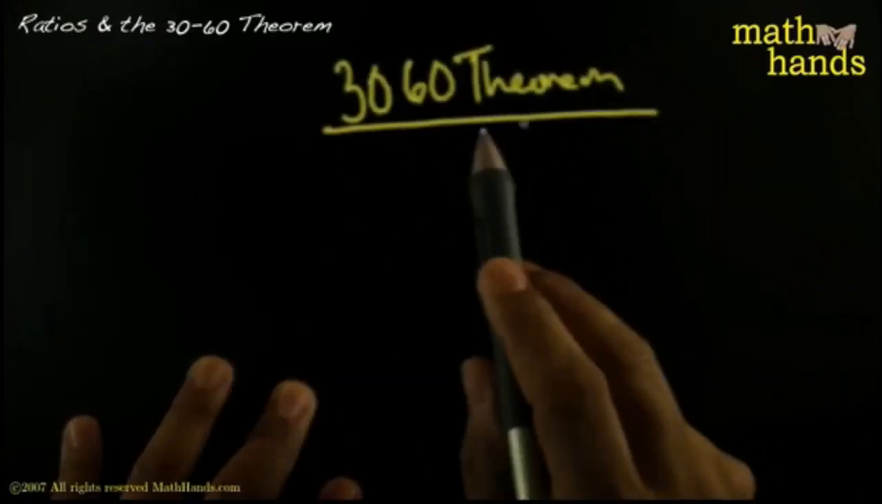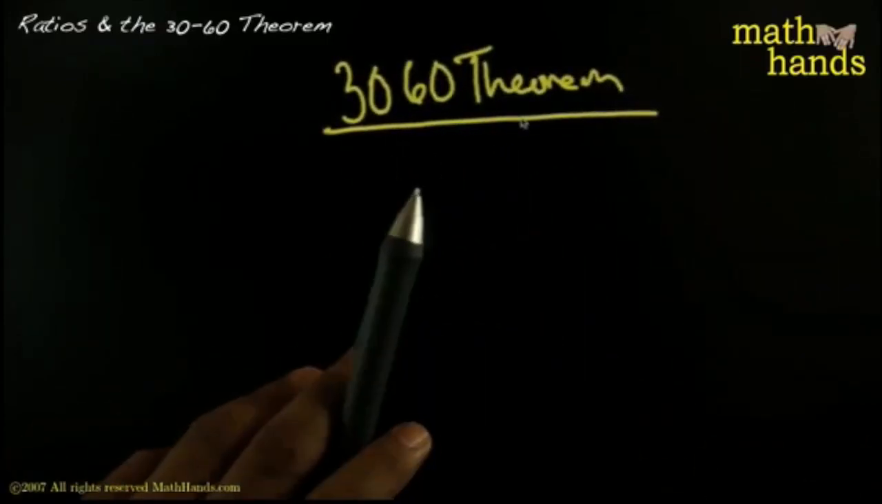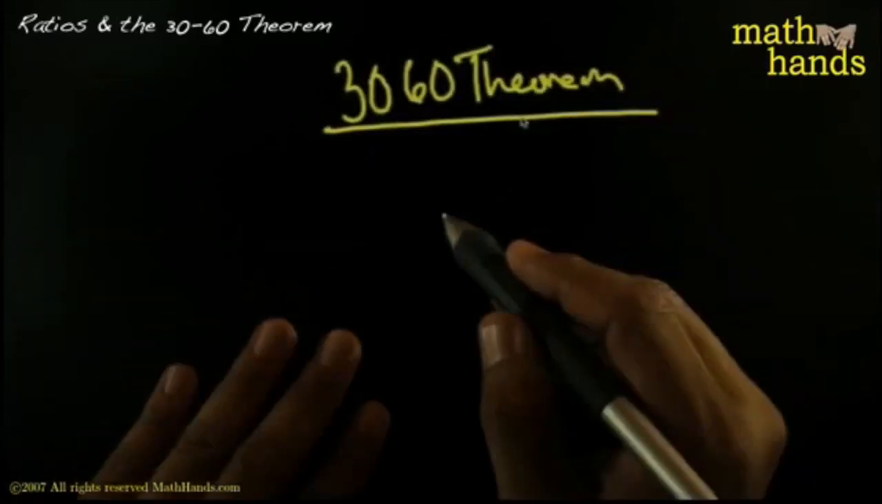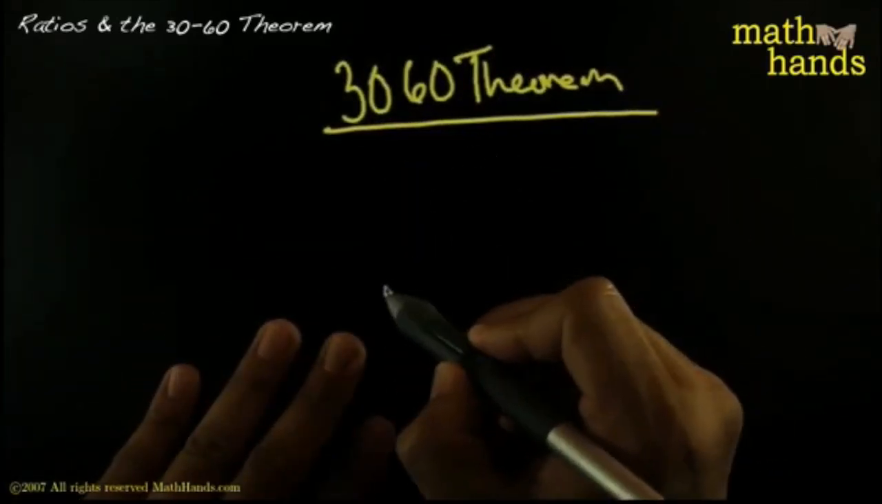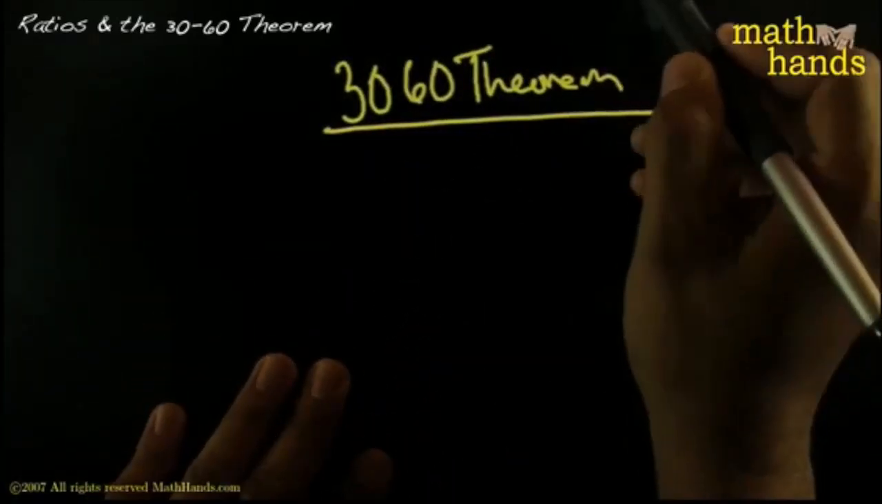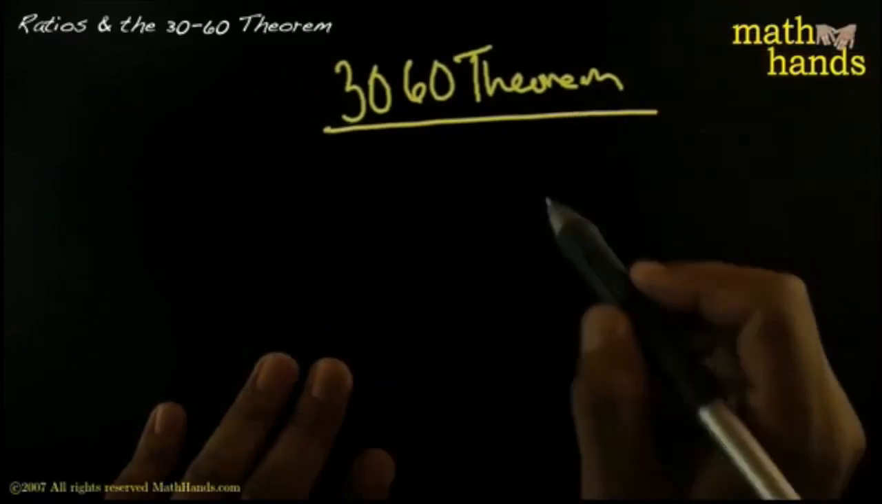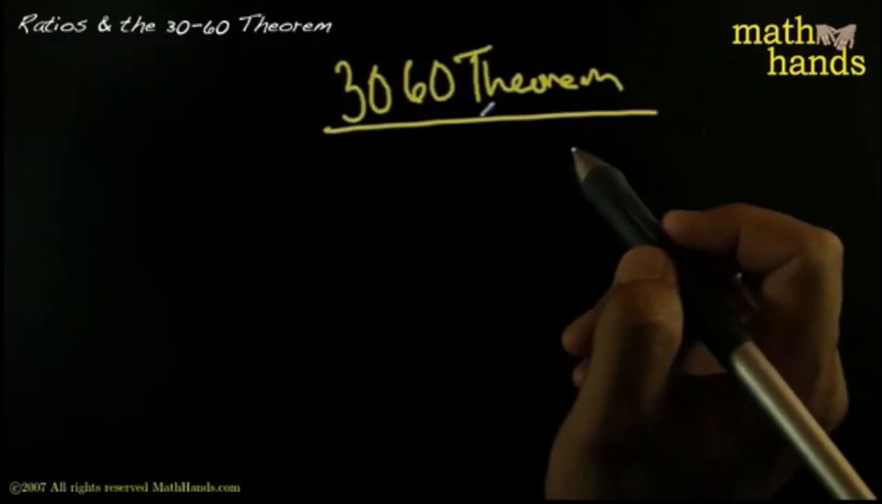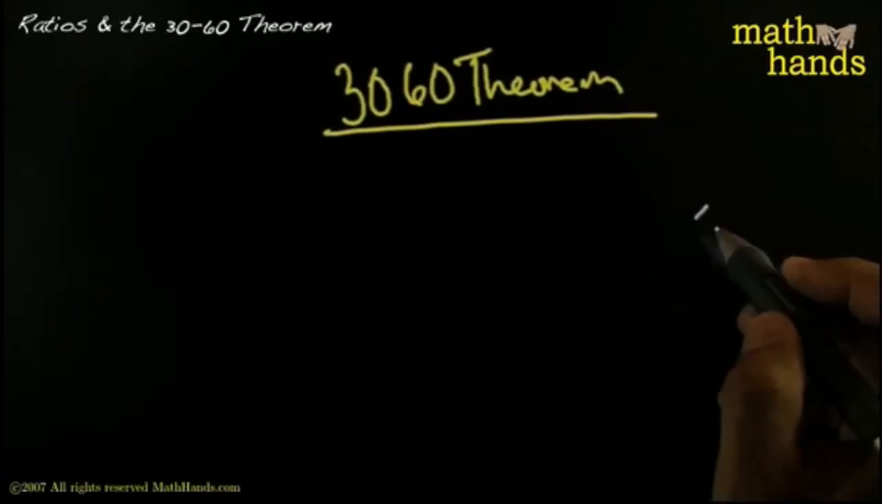And the name is actually very descriptive because it applies to triangles where one of the angles is 30 and the other angles are 60 and 90. Of course, 30, 60, 90 to make a total of 180. Okay, so here's the 30-60-90 theorem.